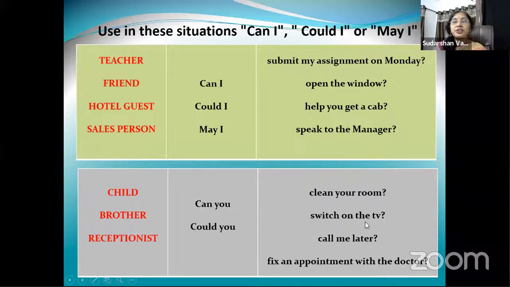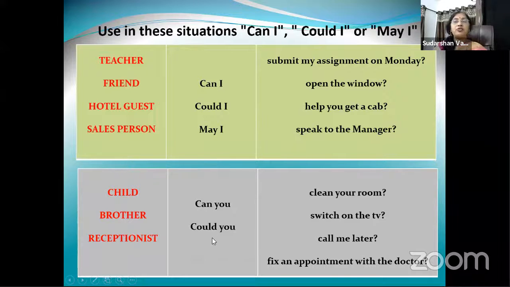Can you switch on the TV? Can you call me later? You can say that for both your brother as well as the child, any child younger than you. Receptionist. Could you? You don't say clean your room to a receptionist. Could you switch on the TV if you're waiting? If you're waiting in the waiting hall lounge, you can always ask the receptionist. Could you call me later?